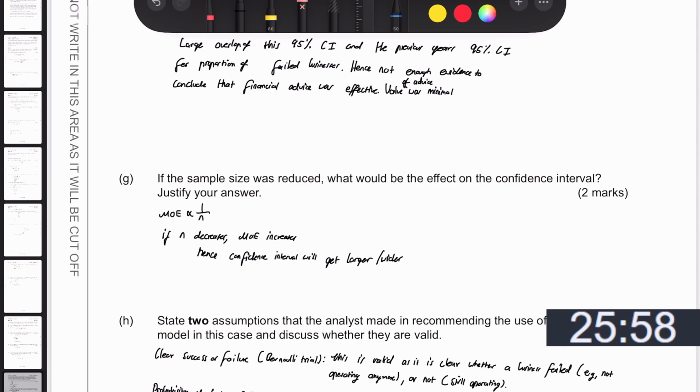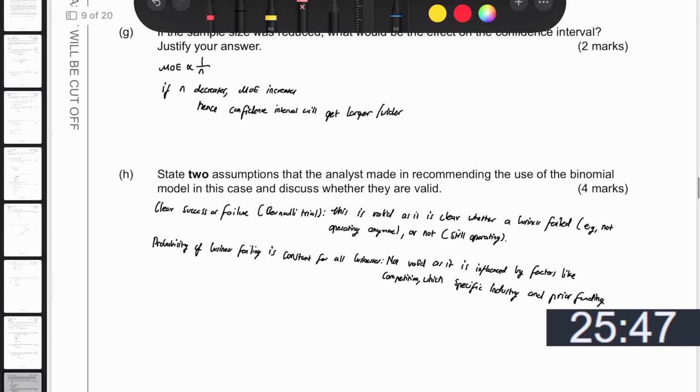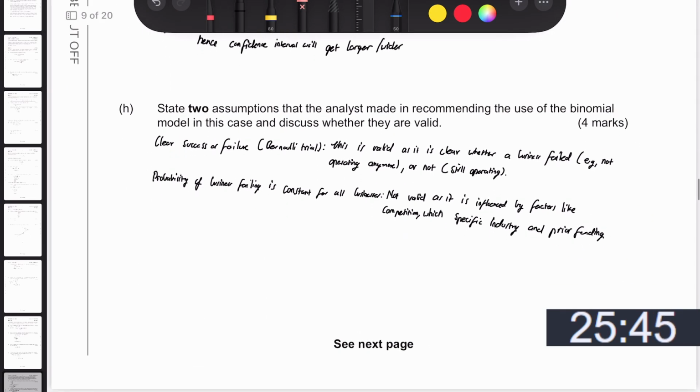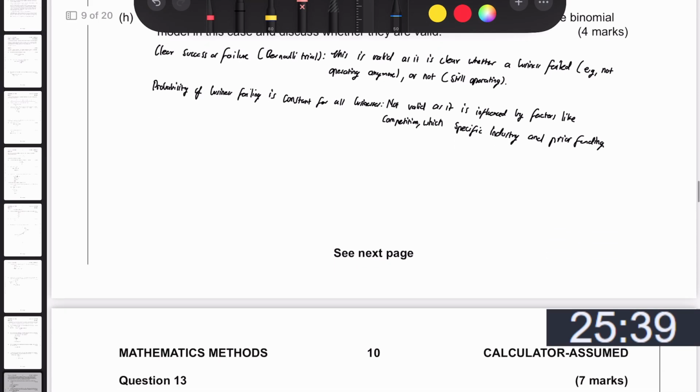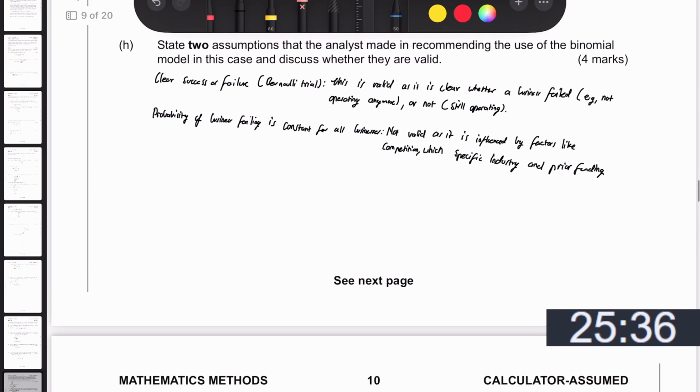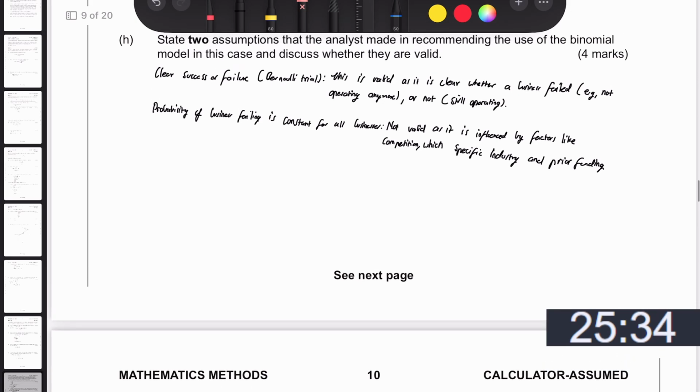If the sample size is reduced, the margin of error is proportional to 1 over the square root of the sample size. So if n decreases, the margin of error will increase, and the confidence interval will get wider. Clear success or failure, Bernoulli trials, probability of a business failing is constant for all businesses. Not valid. Clear success or failure.